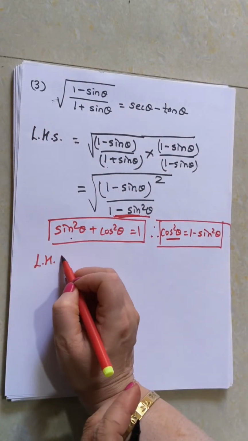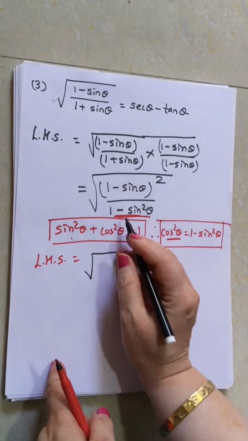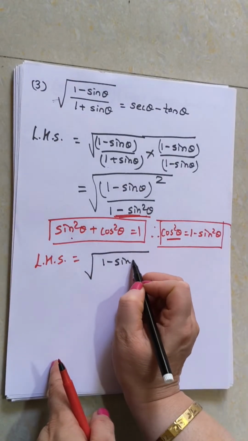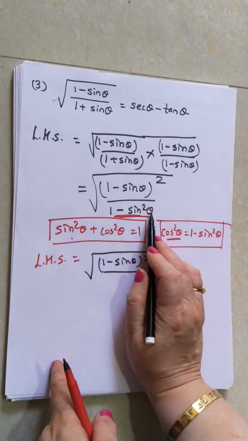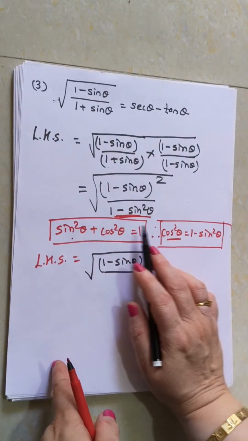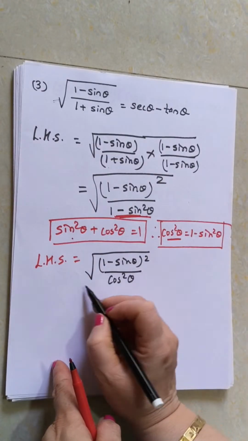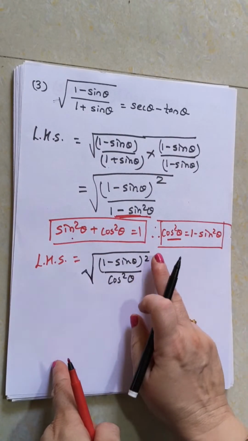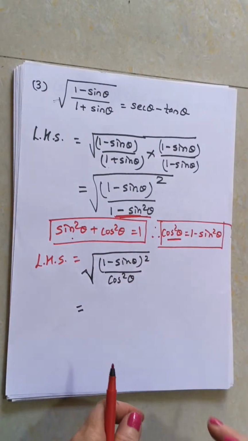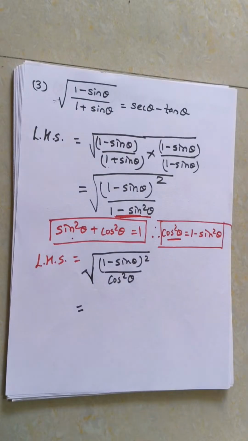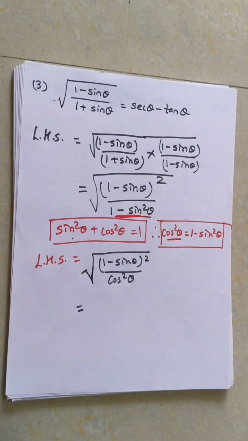So what will be my LHS? The numerator we will write as it is, 1 minus sine theta bracket square, and in the denominator, in place of 1 minus sine square theta we are going to put cos square theta. Now this is square root and these are square, so square and square root will cancel each other. What will happen? Tell me.